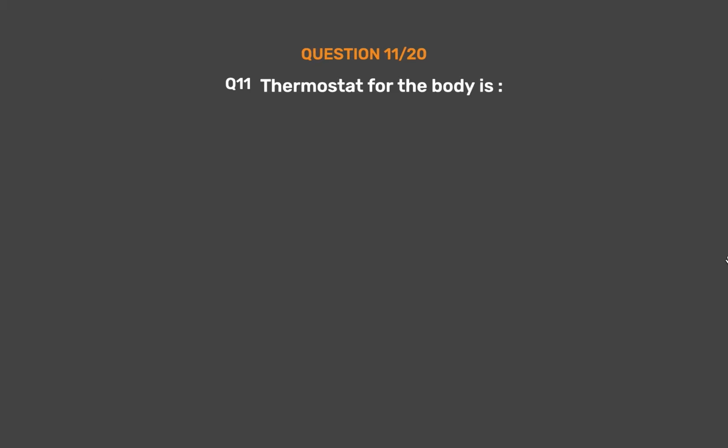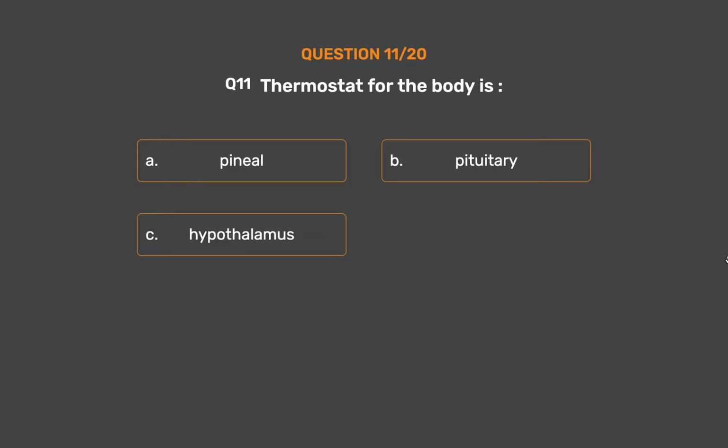Question number 11. Thermostat for the body is: Option A. Pineal. Option B. Pituitary. Option C. Hypothalamus. Option D. Adrenal.